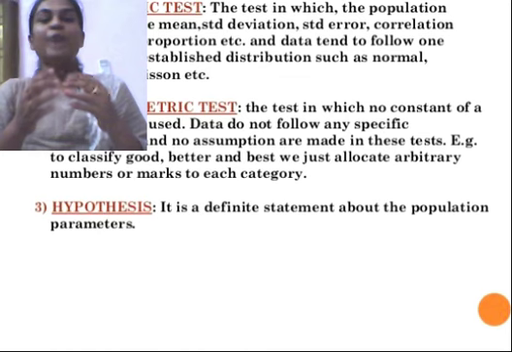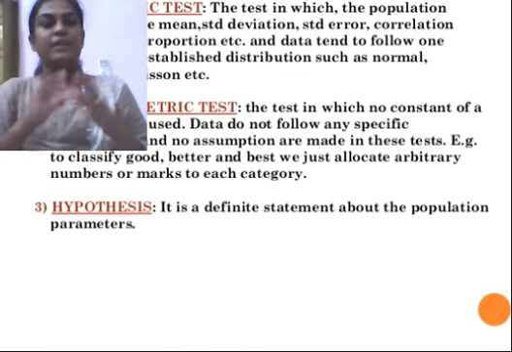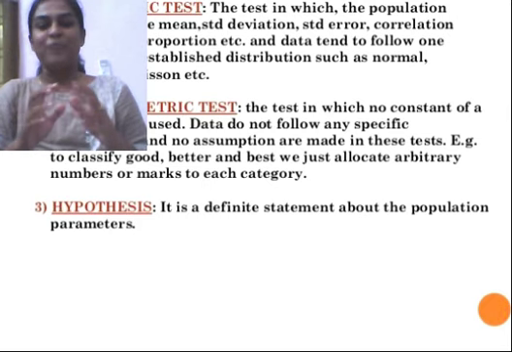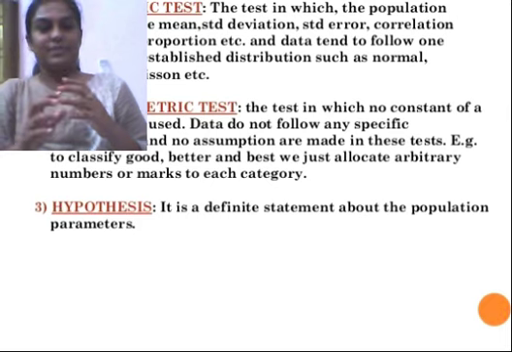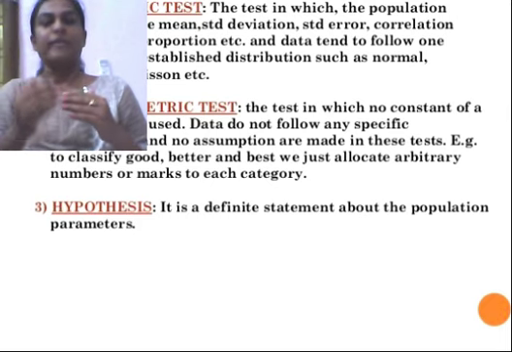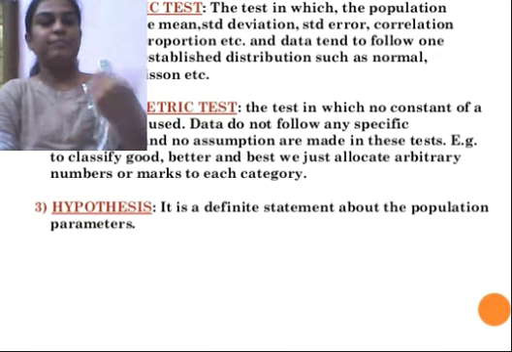But coming to the non-parametric test, here no constant of population is used. The data do not follow any specific distribution and no assumptions are made in these tests. Next one is hypothesis. We know this one, it is an assumption or guess. It is a definite statement about the population parameters.